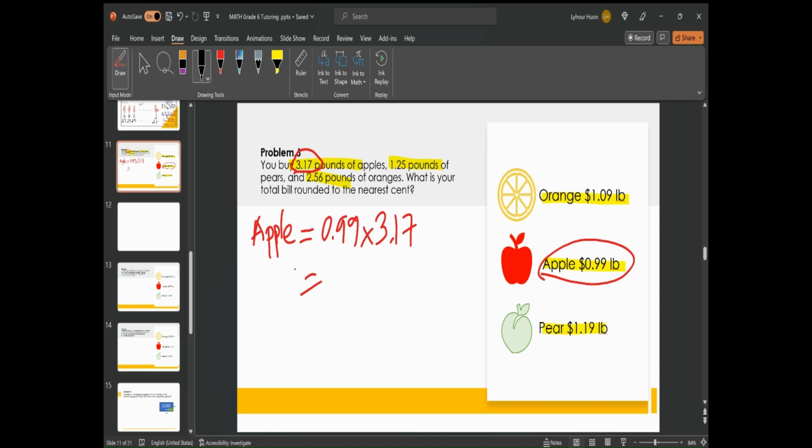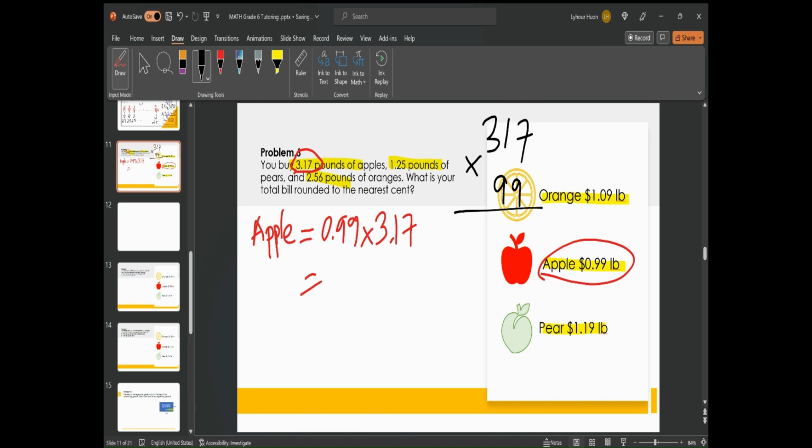Okay, so now in order to multiply this, 317 times 99. Similarly, we don't care about the decimal when we do the multiplication, but we care when we get the result. When we get the result, we will care again. Now, so we don't care about the decimal. Now we have 317 times 99.